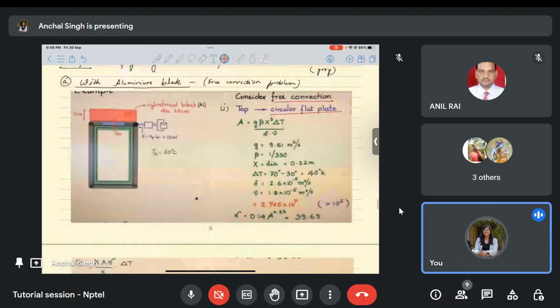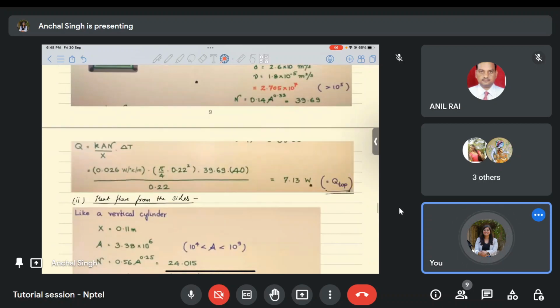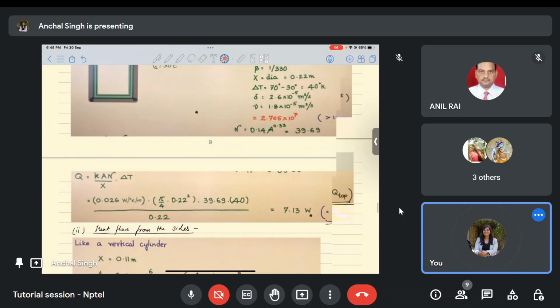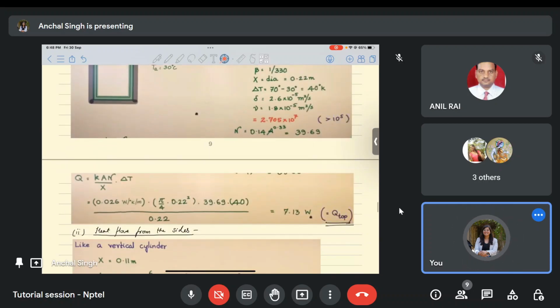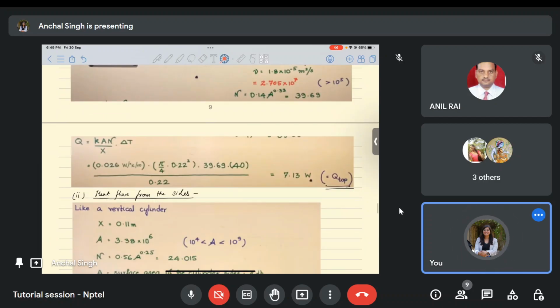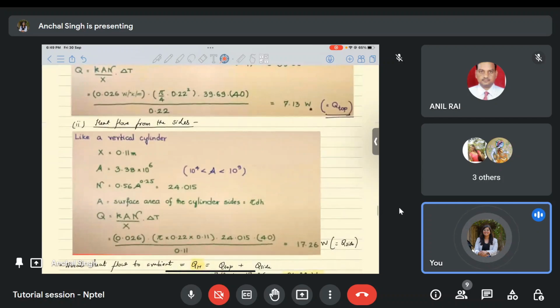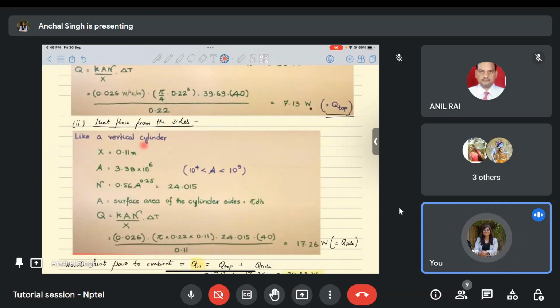We know the value of A, that is the orthogonal area of cross section, which will be a circle again for cylindrical, that is pi by 4 d square. And when we put these values in the expression, we'll be able to obtain the heat dissipation from the top side. Now, when we look at the sides, as we discussed, it will be a cylinder, right?